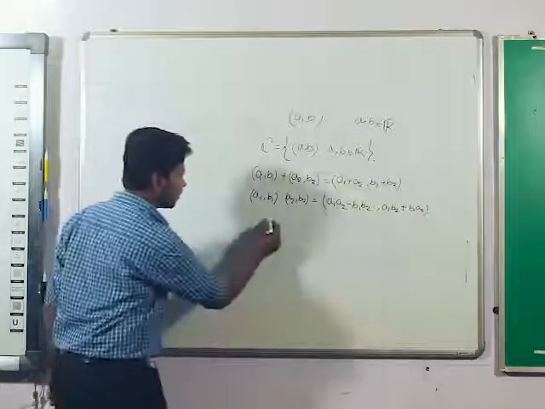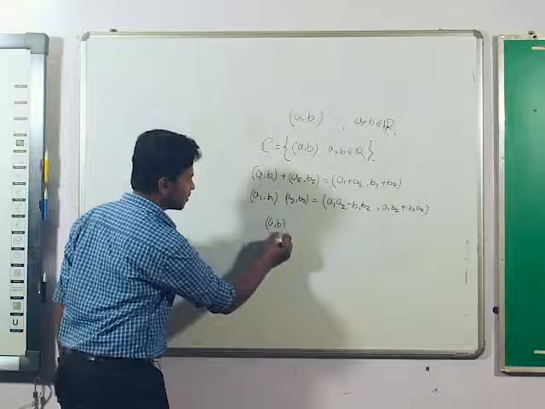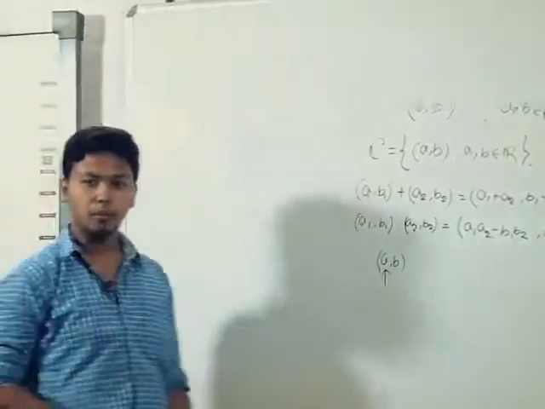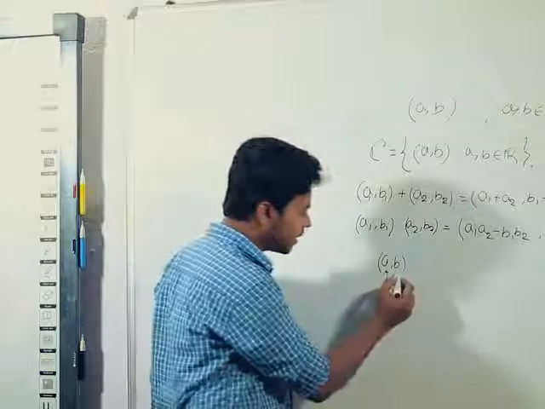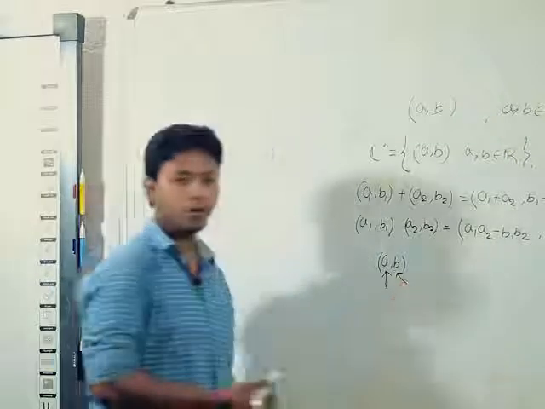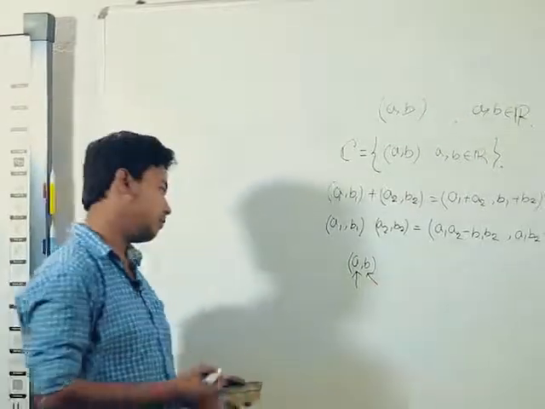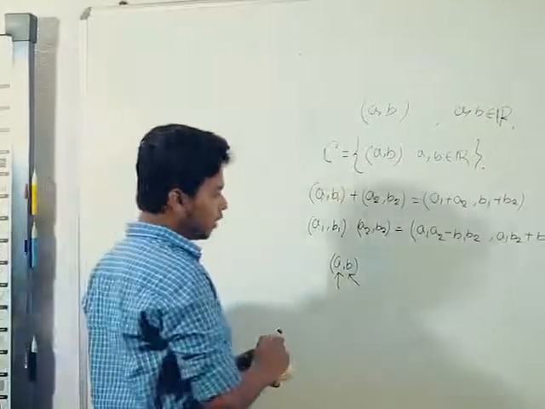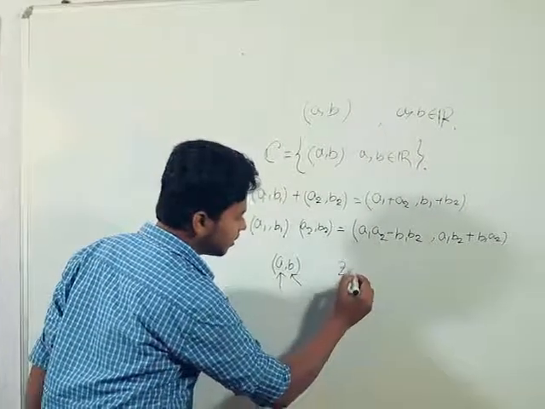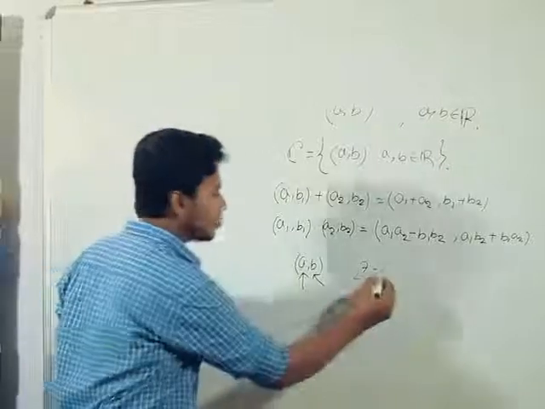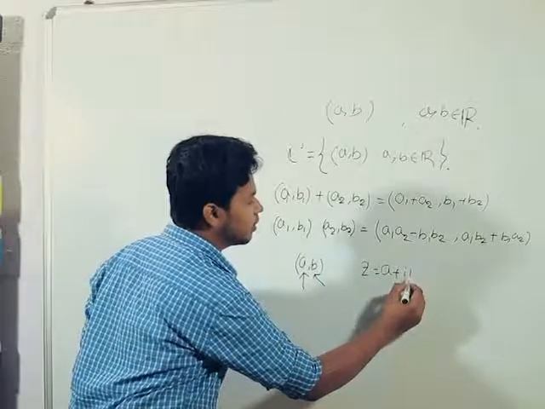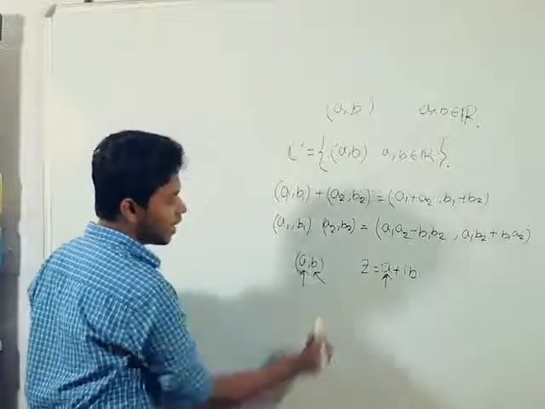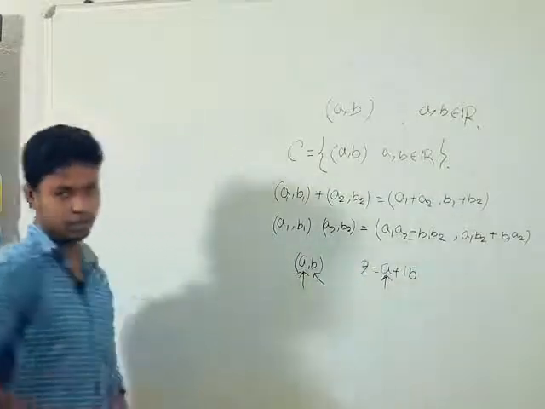Here in (a, b), the first real number we call the real part of the complex number, and the second we call the imaginary part of the complex number. Any complex number z is written as a plus ib. Here a is the first component and b is the second component.